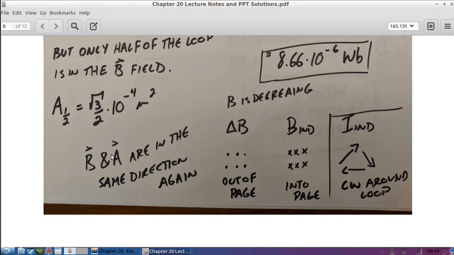That means the induced magnetic field is into the page. So the induced magnetic field, as a result of delta B, which is out of the page, is going back into the page. Right hand rule time: thumb into the page, curling the fingers of my right hand around the coil, and I'm turning them in the clockwise direction as I'm looking at the computer screen. So my induced current is clockwise around the loop. Clockwise around the loop.